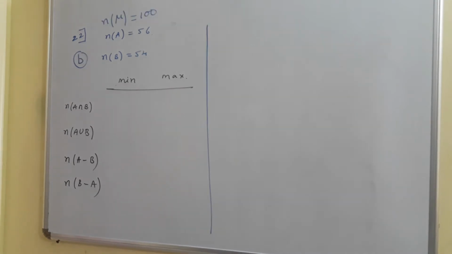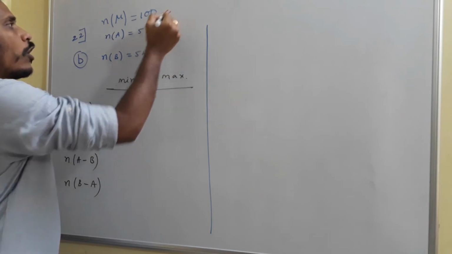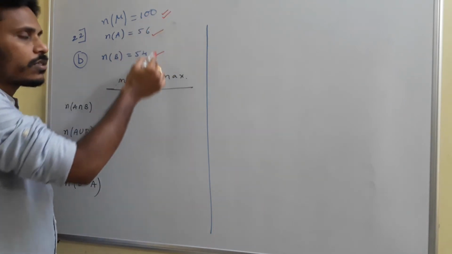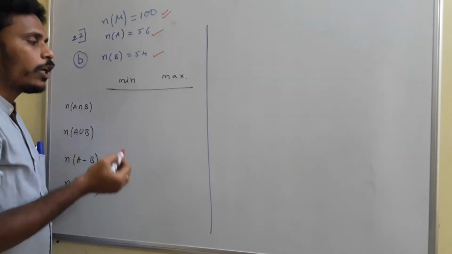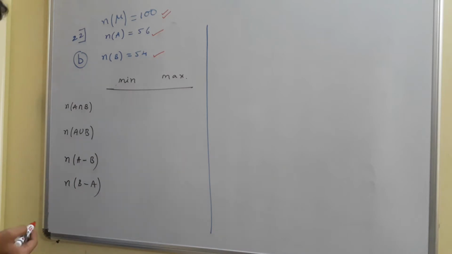Okay, look at the board. Now 22B. Whereas for 22A, just n of A and n of B are given. But for 22B, here n of mu is also given. So using these three elements, now again I need to find the minimum and maximum possible values for all these numbers.